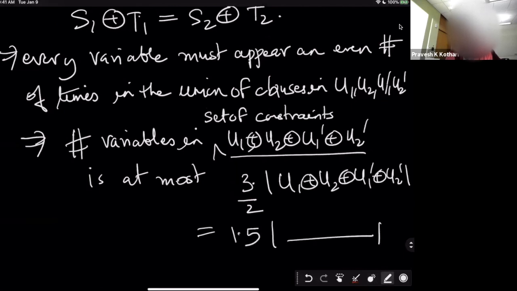But this is a contradiction of the expansion property, because the collection of clauses U1, U2, U1 prime, U2 prime is a set of size at most 40D, which is much smaller than eta n. It should actually cover 1.7 variables per constraint in it. But because every variable must appear twice, we've in fact established an upper bound that it can contain at most 1.5 variables on average per constraint appearing in it. This is a contradiction, so this can't happen.